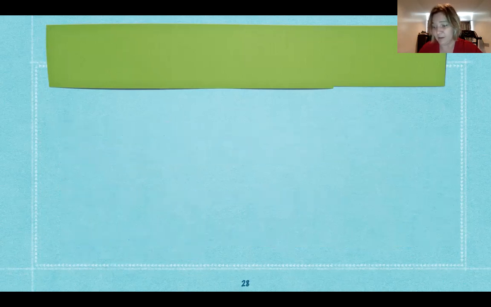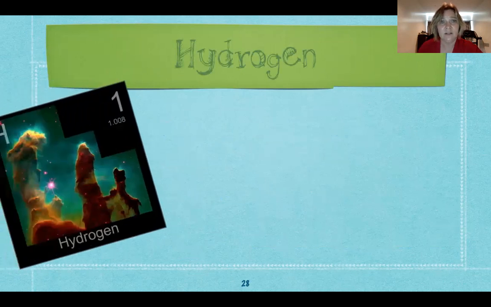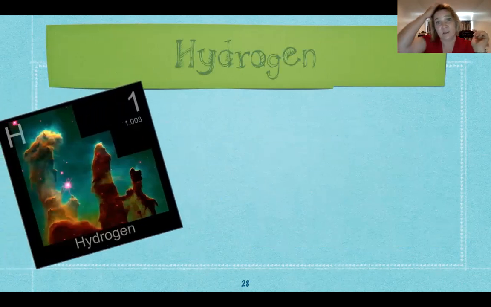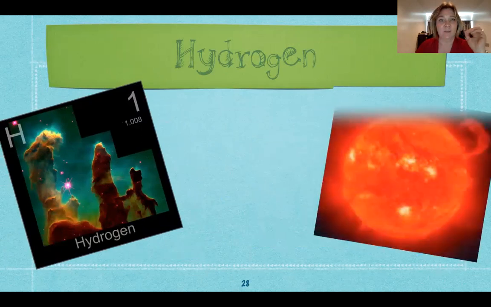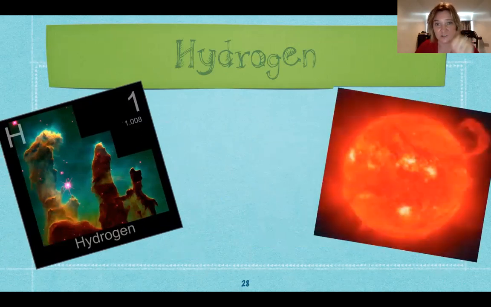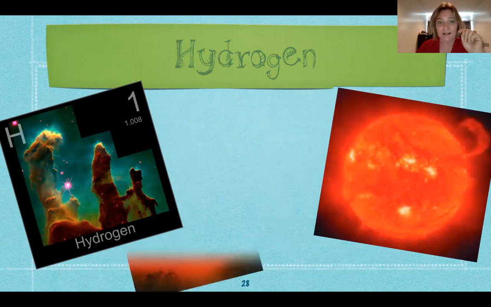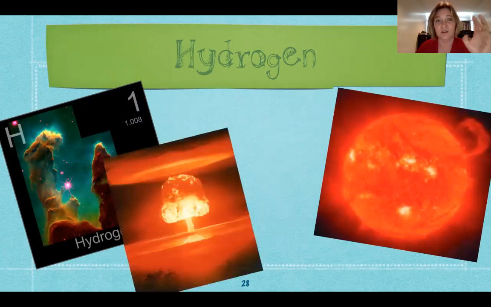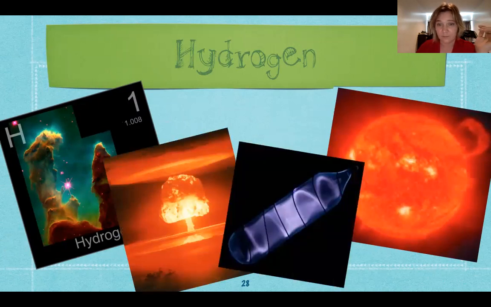Very different properties. Now, just looking at the properties of hydrogen, 99% of all of the matter in the universe is hydrogen. It's what makes up about 95% of the mass of our sun, which you can see here. And it's also a source of a hugely damaging weapon. And when you pass electricity through it, it glows this purply color.